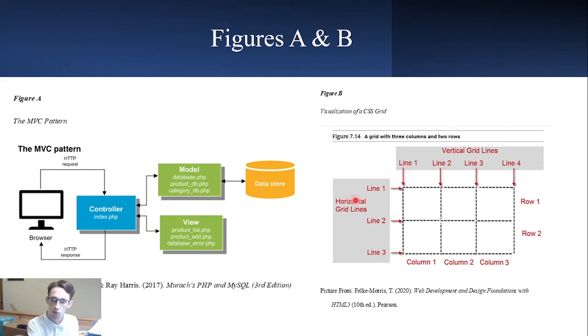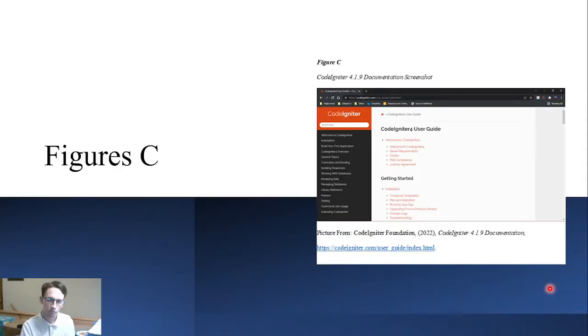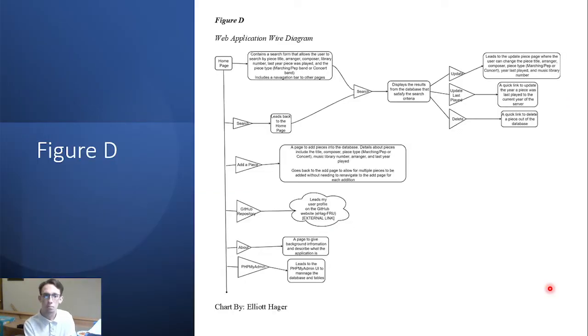You have horizontal grid lines and vertical grid lines, and then you have columns and rows. This helps position things in a building block type of manner, like Legos. This is easy for me to visualize in my head, and it's something that I choose to go with for a lot of websites that I've made. Okay, figure C shows the CodeIgniter 4 documentation that I had referenced a lot during this to make sure that I was doing things right.